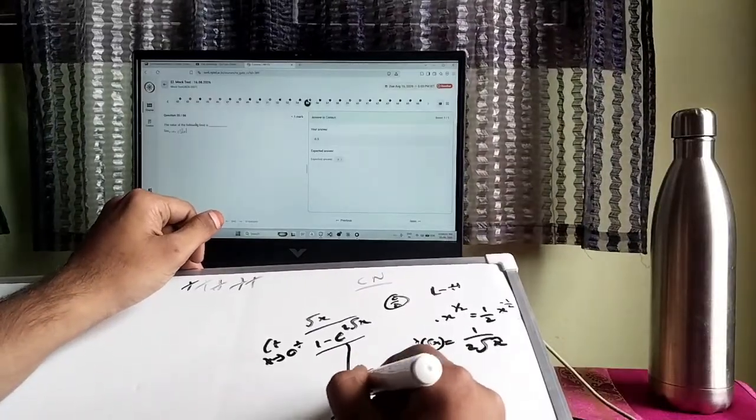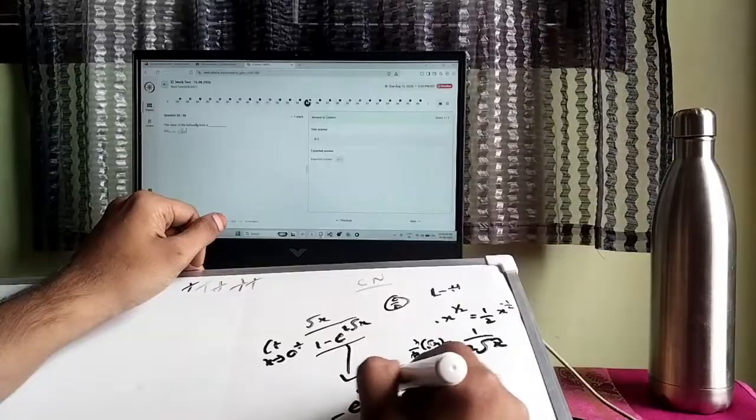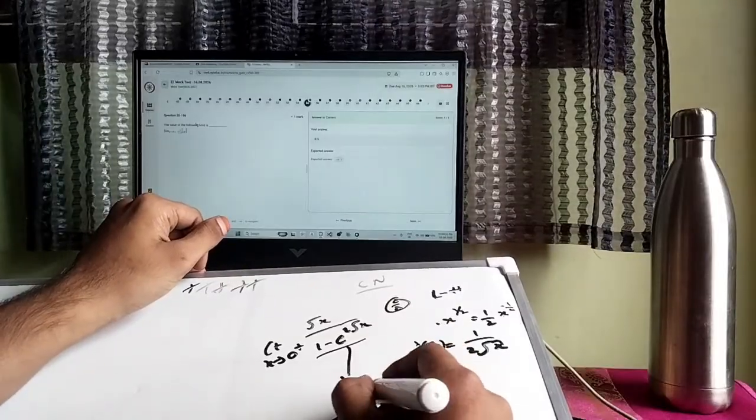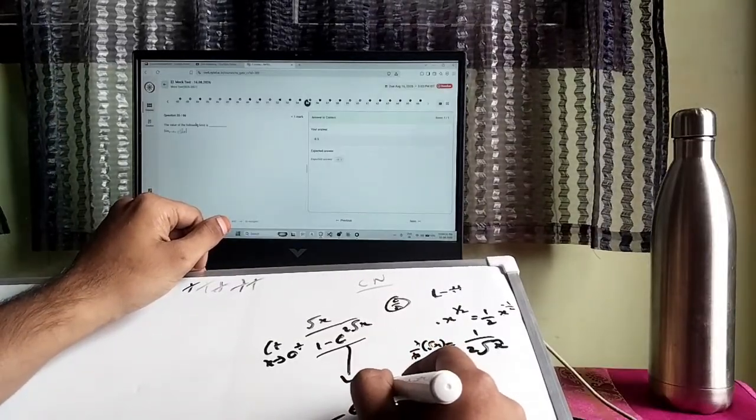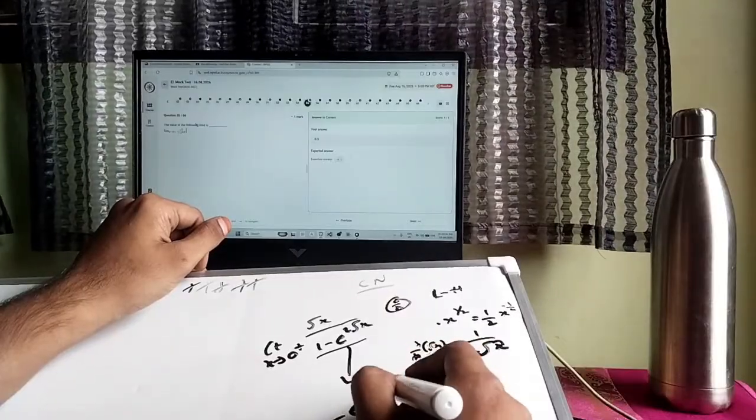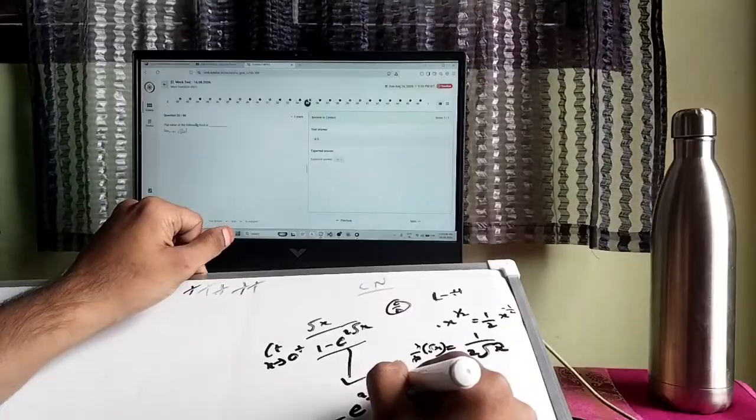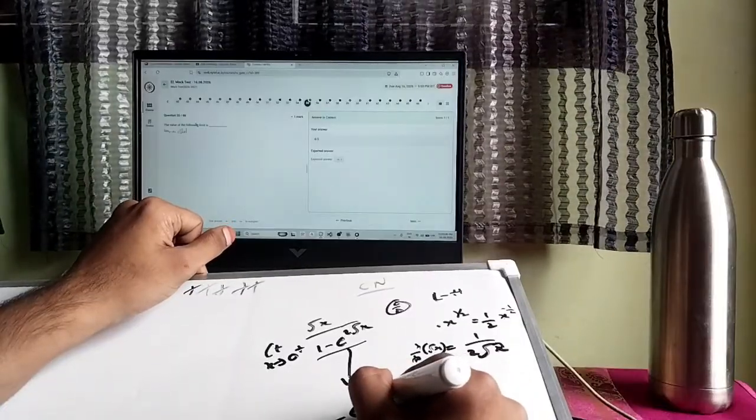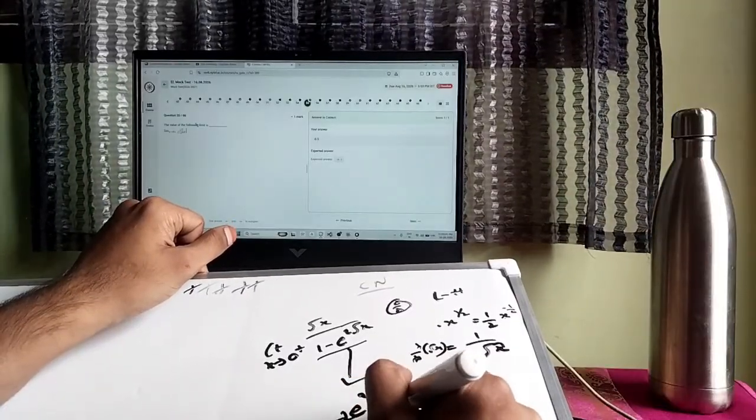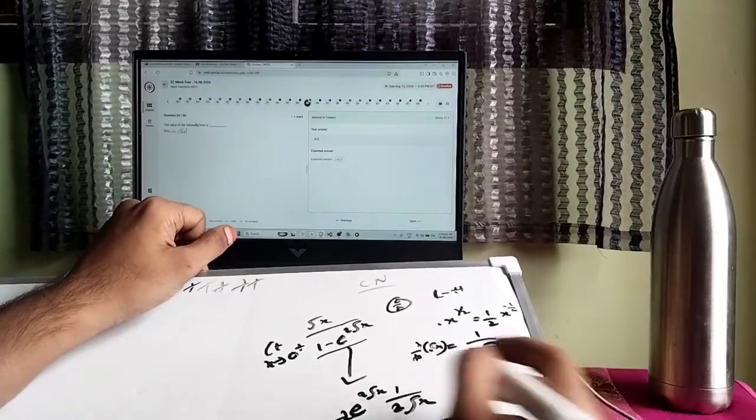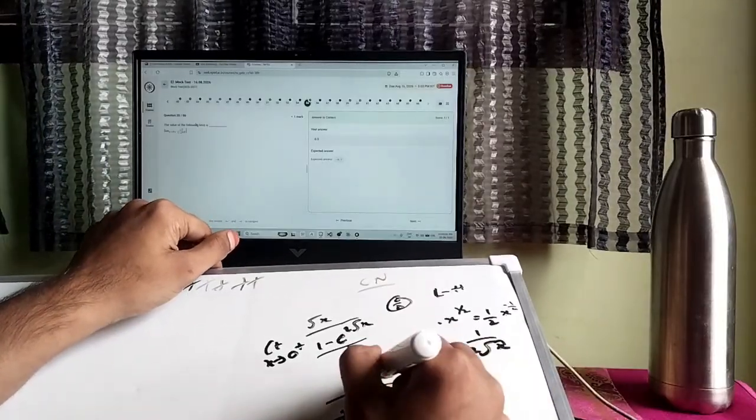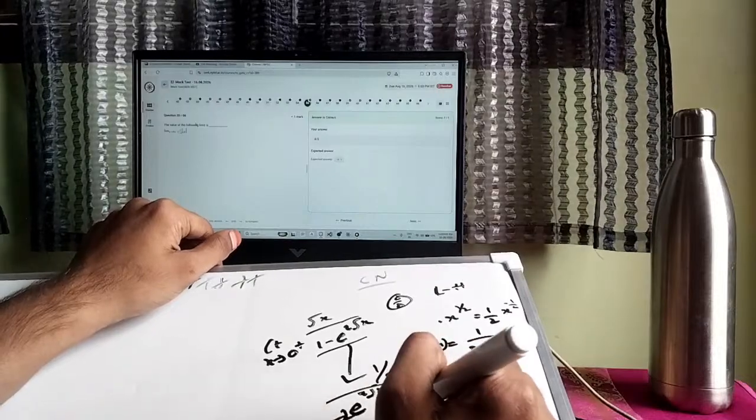So I think it will become x, and it is differentiate 1 root x. So root x will be what? Here this one, it will become 1 by 2, right? Okay, 1 by 2 root x. That's it. So numerator is this.